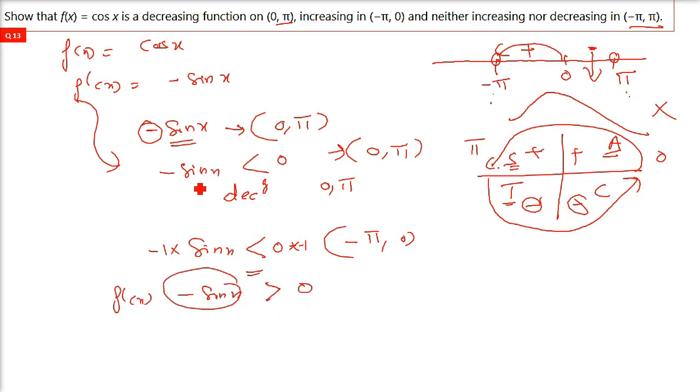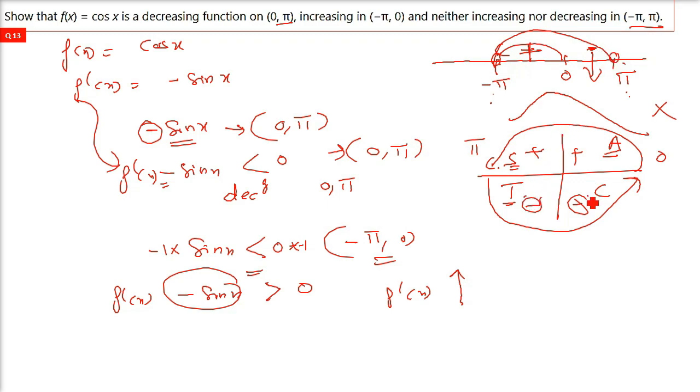So f dash x should be greater than 0. So here it is going to be increasing. Minus pi to 0, it is going to decrease. But since it is negative sin x, it's going to be increasing in this negative pi to 0. And what about the third part, which I answered previously? That is, in the negative pi to pi whole interval, sometimes it is increasing, sometimes it is decreasing. And that clearly shows that it is neither increasing nor decreasing.